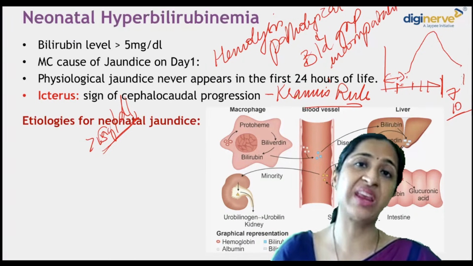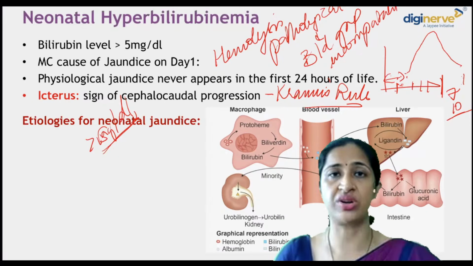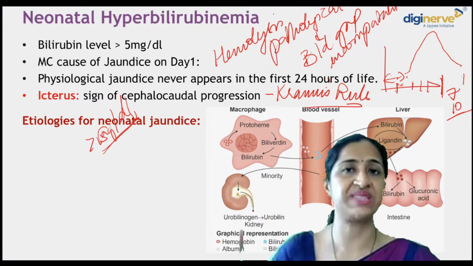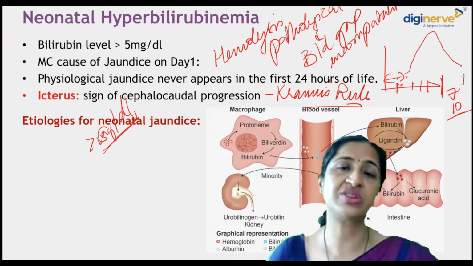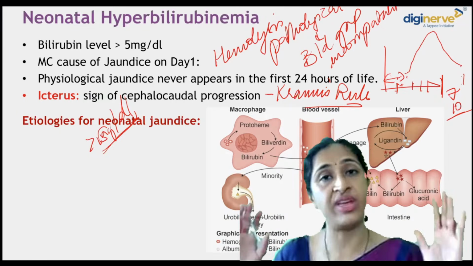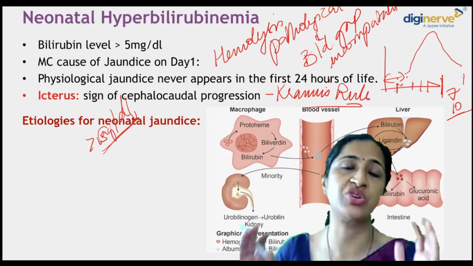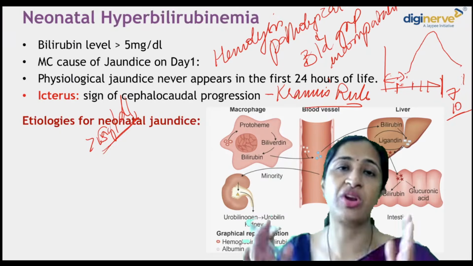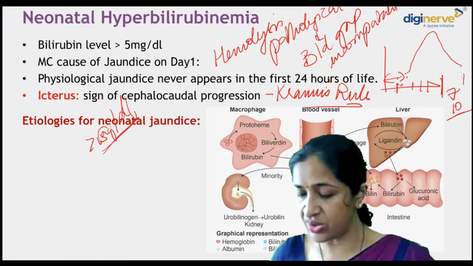By week 3, week 4, presence of jaundice is usually breast milk jaundice. Breast milk jaundice comes later. Breastfeeding jaundice comes earlier. Breastfeeding jaundice is because of inadequate feeding. Breast milk jaundice is because of very adequate feeding, but an inhibitor in the breast milk which binds to the conjugation enzyme UDP glucuronyl transferase in the liver. Okay. So etiologies I have discussed, so I am not scribbling it here.